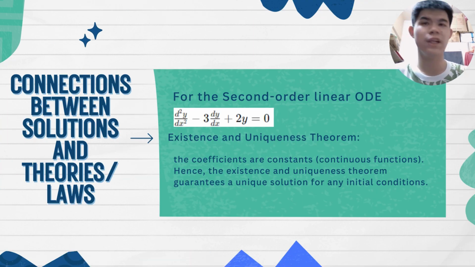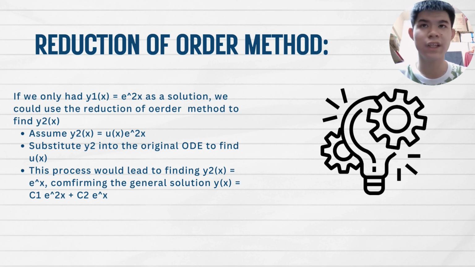For the second order ODE, we can get three types of theorems. Firstly is the existence and uniqueness theorem. For the second order ODE, we also involve the reduction of order method. From the reduction of order method, we can assume y2(x) equal to u(x) e power 2x. By substituting y2 in the original ODE to find u(x), this process would lead to finding y2(x) equal to e power x, confirming the general solution y(x) equal to c1 e power 2x plus c2 e power x.